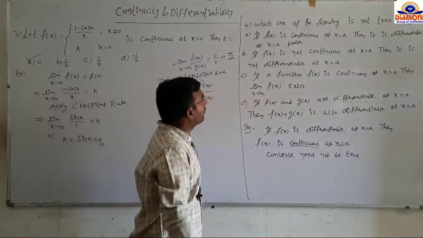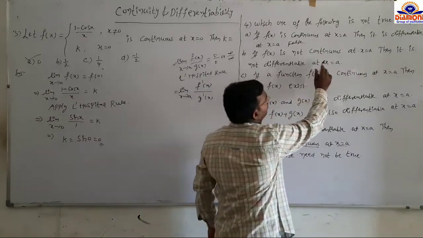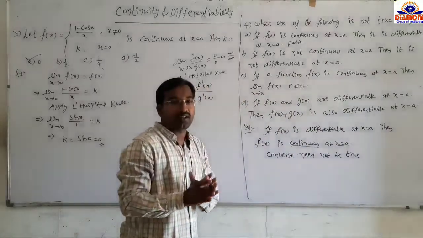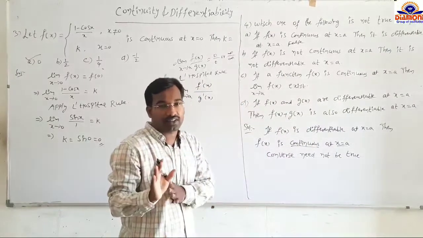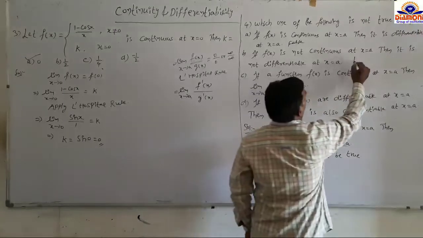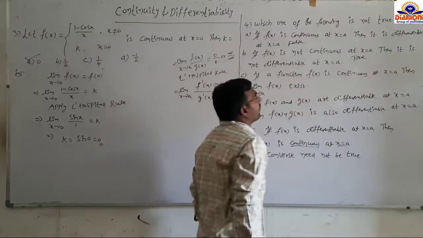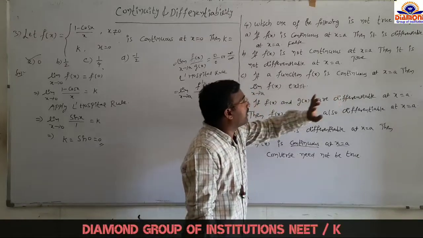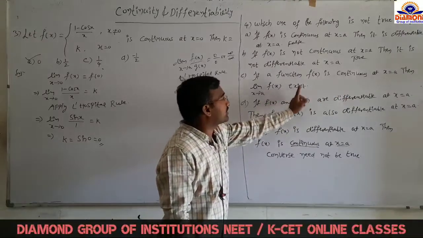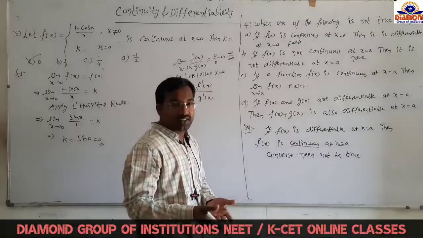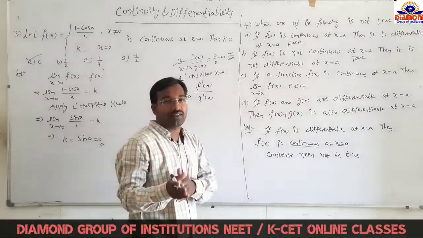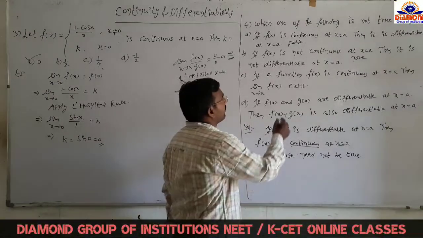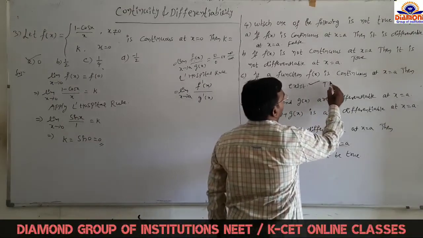What is option B? If f of x is not continuous at x equal to a, then it is not differentiable. If a function is not continuous, compulsorily it is not differentiable. So this is always true. What is the next option? If a function f of x is continuous at x equal to a, then limit x tends to a of f of x exists. If the function is continuous, left limit equals right limit equals the value at this point. At that time you can say the limit exists. So this one is also always true.